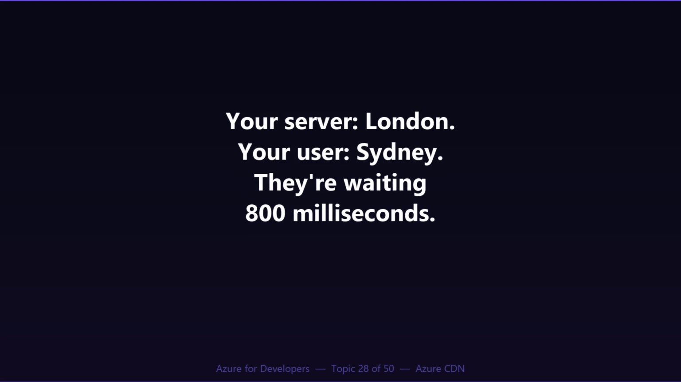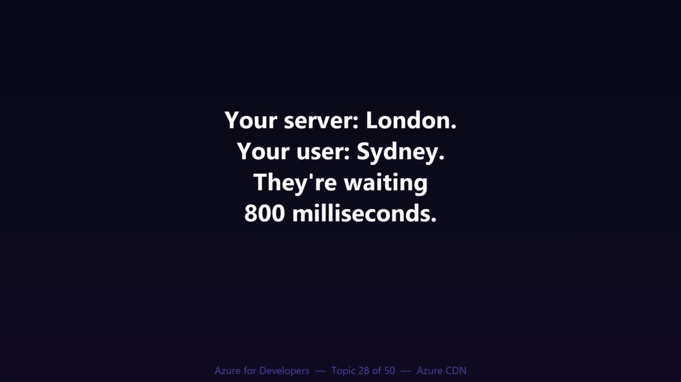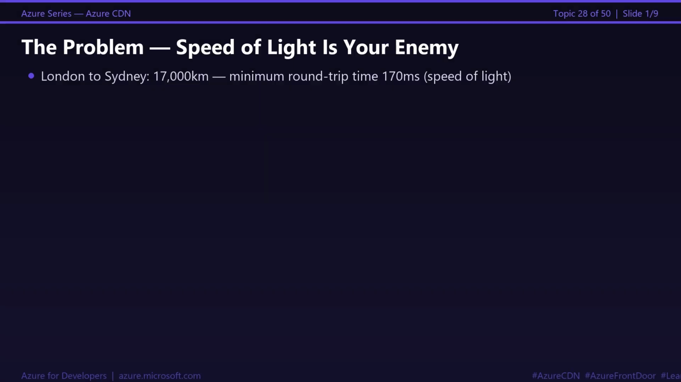Here is a physics problem you cannot solve with better code. Your server is in London. A user in Sydney loads your homepage. The signal travels 17,000 kilometers there and back. Even at the speed of light through fiber, that round trip takes 170 milliseconds.